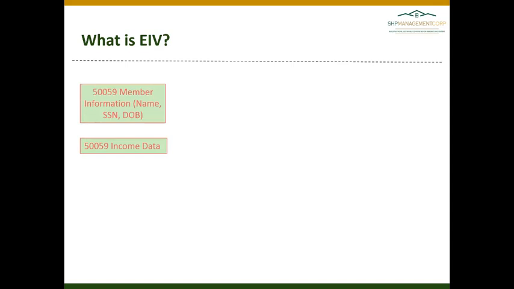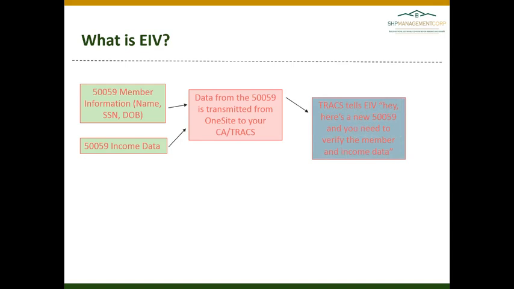So going on in our tree, we have our member information and income data that EIV is looking at. We transmit that information from one site to the CA or TRACS. The CA forwards that to TRACS, and TRACS pings EIV and says, hey, there's a new 50059 and we need you to verify the member information and income data.